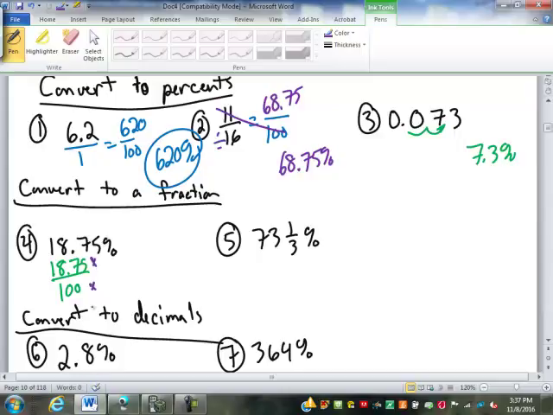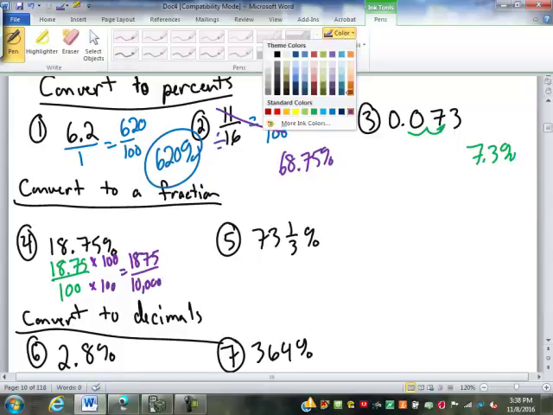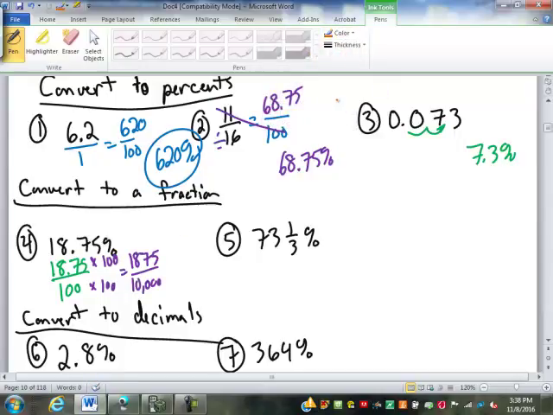There's how many decimal places? 2. So to get rid of 2 decimal places, we have to multiply by 100. So 18.75 times 100 is 1,875. 100 times 100 is 10,000. Both of those can be reduced by how much? Can be divided by 5 will work. So that's going to give us what, 375 over 2,000.